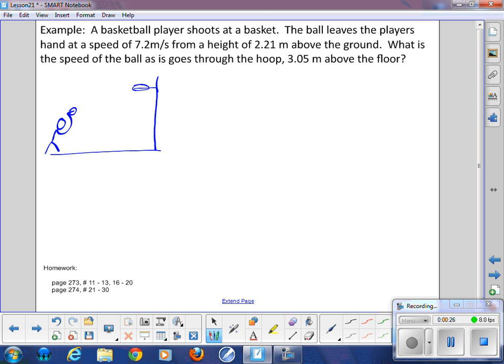Okay, they have just really long arms. So that's what it looks like. So that ball is leaving from 2.21 meters in height. What's the speed of the ball as it goes through the hoop at 3.05? So the hoop is up in the 9-foot range. How fast, or what is the velocity, as it goes through there?